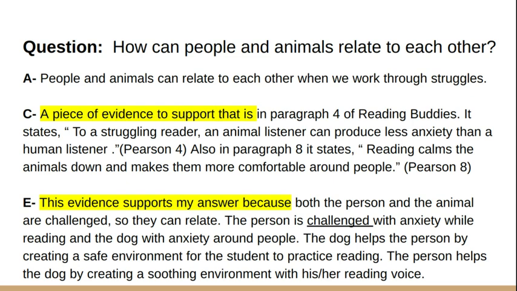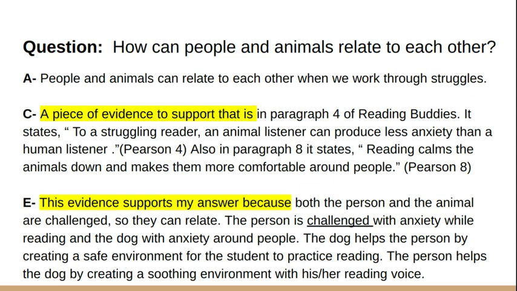A piece of evidence to support that is, notice I used a signal word or signal phrase there, in paragraph 4 of Reading Buddies. It states, "To a struggling reader, an animal listener can produce less anxiety than a human listener." Pearson 4. Also in paragraph 8, it states, "Reading calms the animals down and makes them more comfortable around people." Pearson 8.